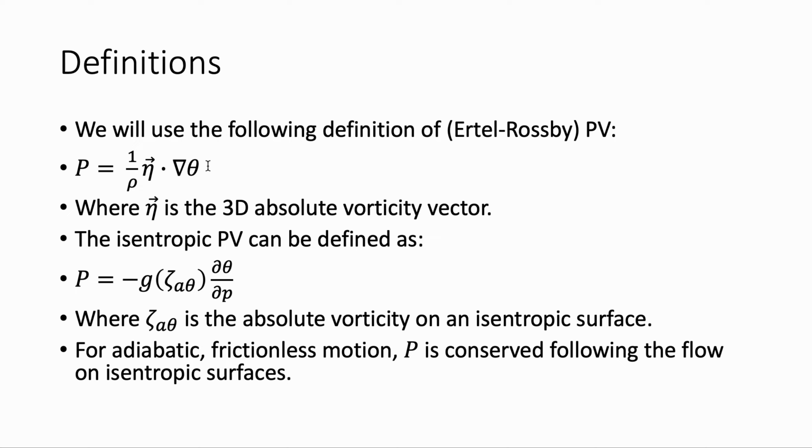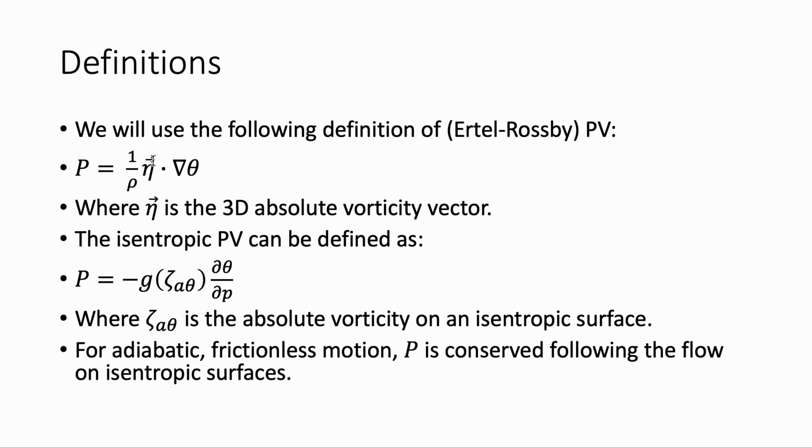Okay. It's also possible to re-express this variable on an isentropic surface. Okay, and so if we were to introduce PV on an isentropic surface, we would write it like so, with the absolute vorticity on the isentropic surface here, and this, which essentially is static stability. Okay, how the gradient of theta with P.